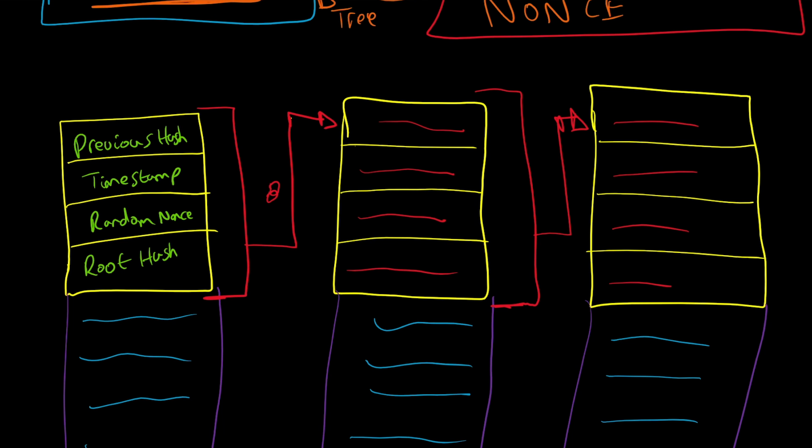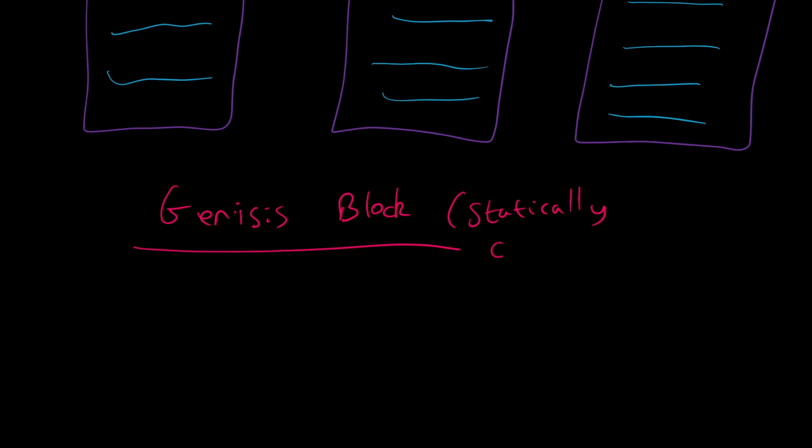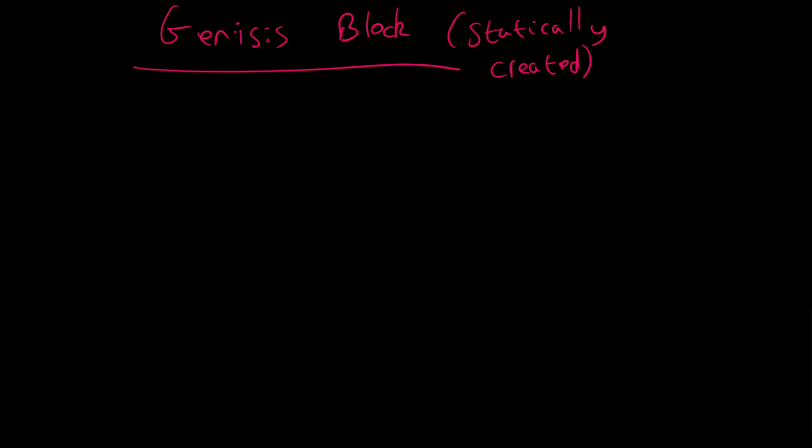You might have one question in your mind, and that is, what about this second block in blockchain? The first block in blockchain, where does that get its previous hash from? And that is called the Genesis block, and this is statically created just as the starting point. So this Genesis block sounds so awesome. Genesis block.